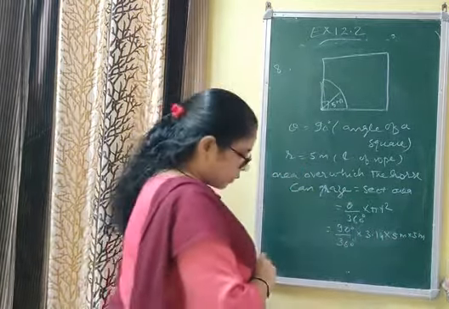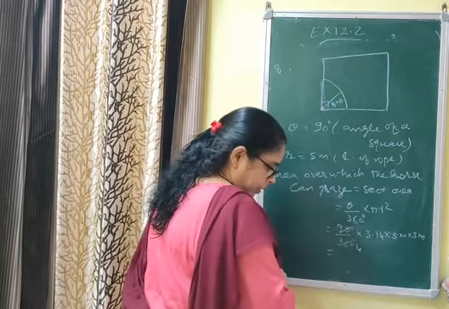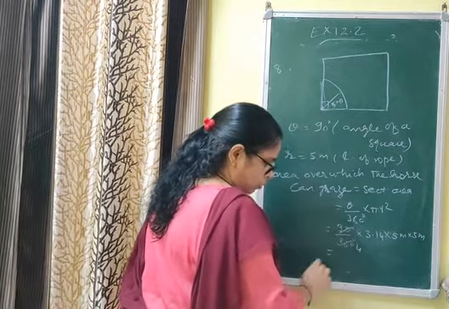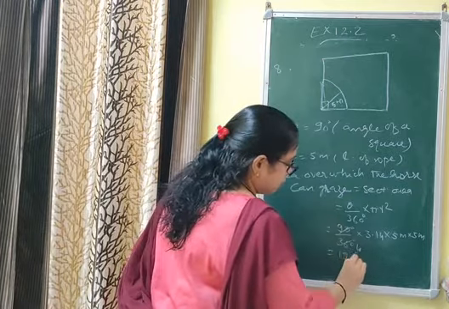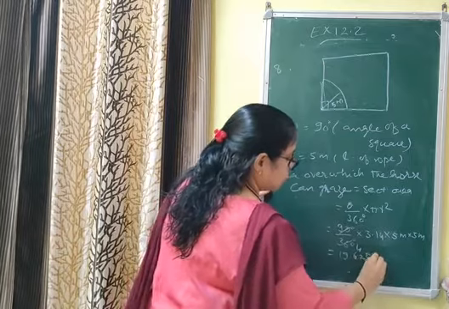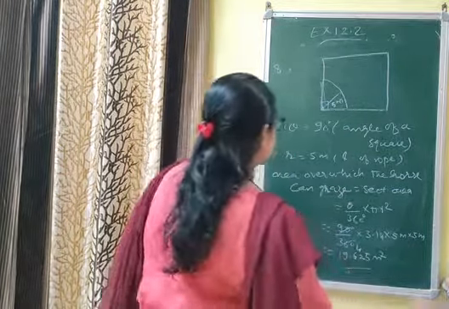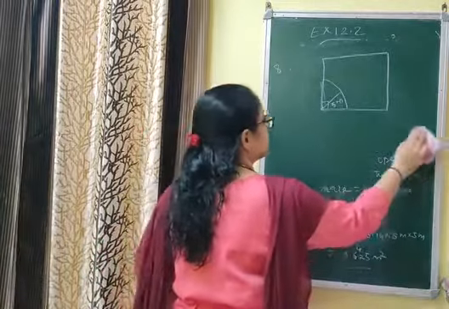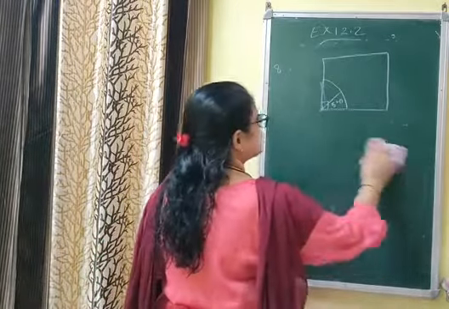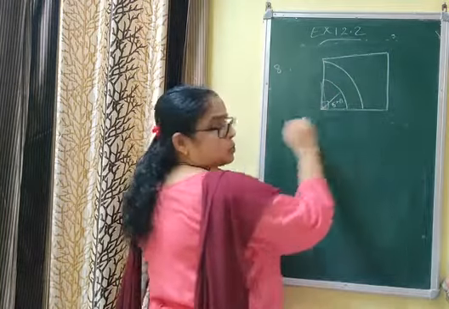If you solve it, this will go 4 times. 3.14 into 25, and then you will solve it, you will get the answer as 19.625 meter square. This is the first part. Now what is the second part? If the length of the rope is increased to 10 meter, that means the horse can graze this much area.